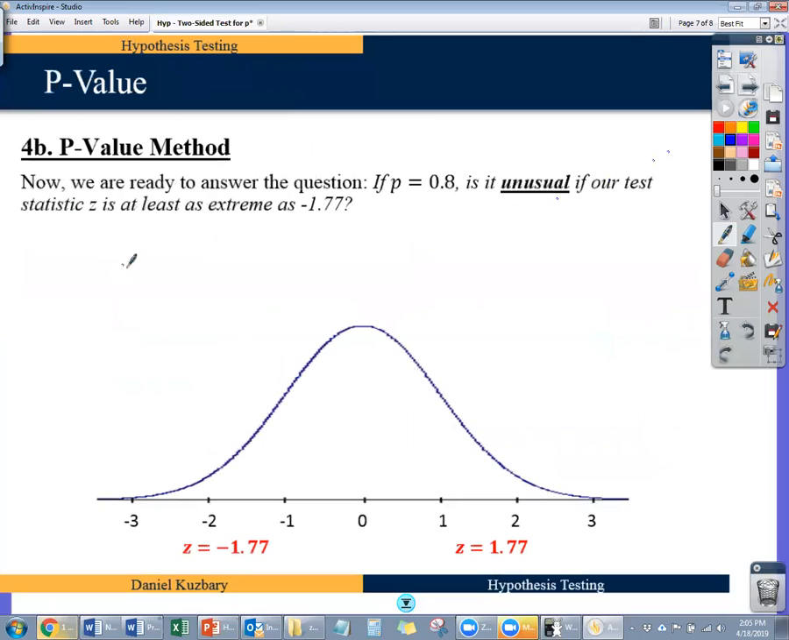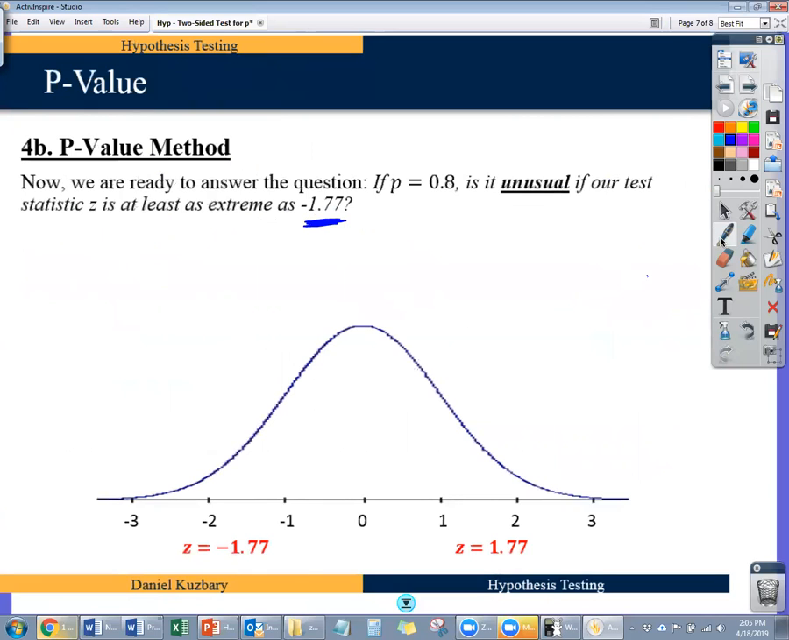Now let's do the other method. The p-value method is an alternative to the critical region method. You can do either one; I'm just going to show you both. So back up a few steps and pretend that we haven't done the critical region method. We haven't drawn a conclusion yet. We just found the test statistic of negative 1.77.